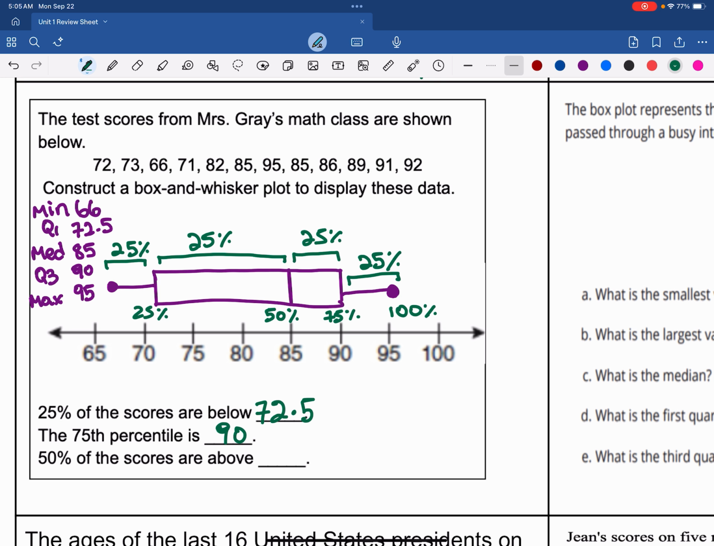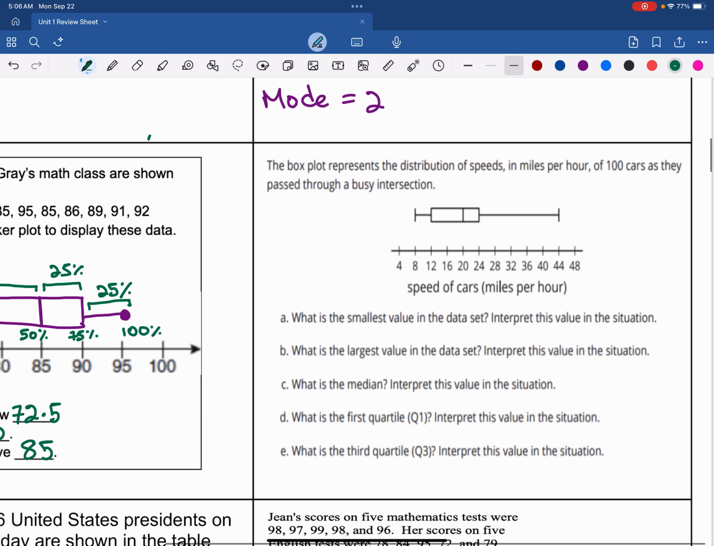And lastly, 50% of the scores are above what value? So we know that 50% is our median, and here our median was 85. So 50% of our scores are above 85. That's it. All right. Next question.